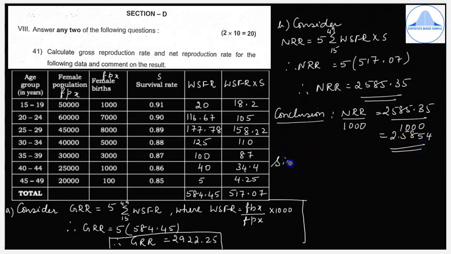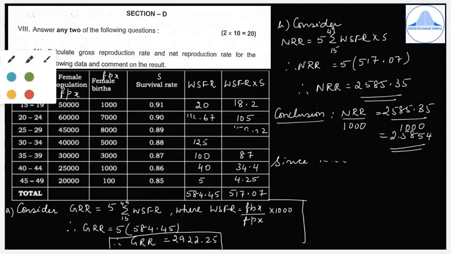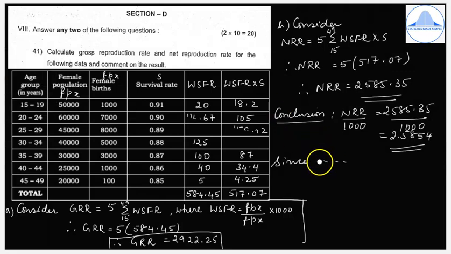So since NRR, let me include one more word, NRR per woman, this is greater than 1. So it indicates that the population is increasing.